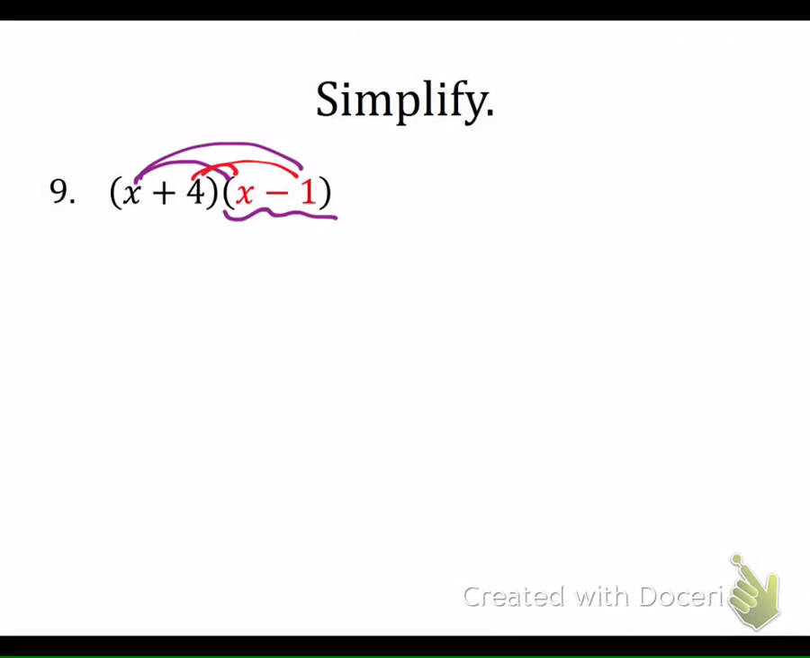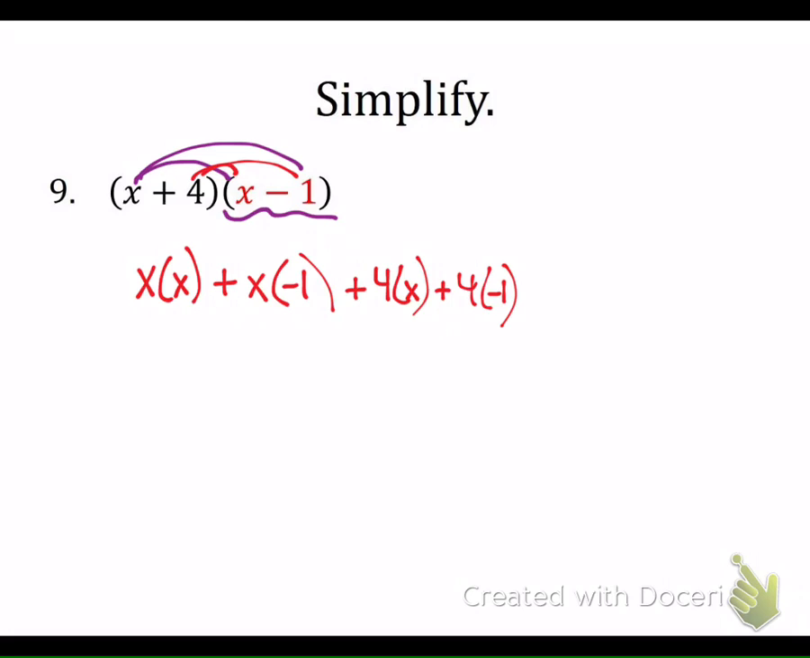Okay? So I'm going to write it out as a work step. If you don't want to write this, that's fine. So I'm doing the x times the x. Then I'm going to do the x times the negative 1. Okay? Then I'm going to do the 4 times the x. Then I'm going to do the 4 times the negative 1. Does everyone see what's happening?